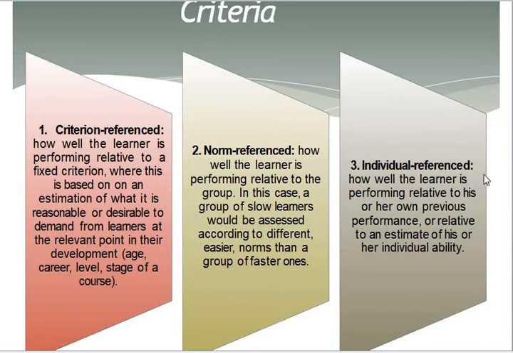So individual referenced: how well the learner is performing relative to his or her own previous performance, or relative to an estimate of his or her individual ability. This is called individual reference criteria, which is set by the teacher to evaluate and assess the learner.